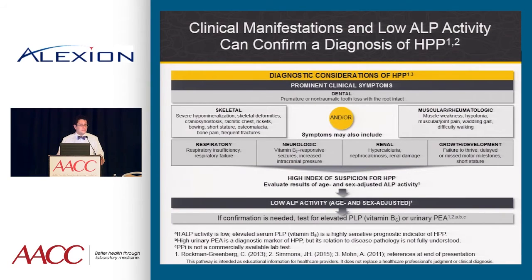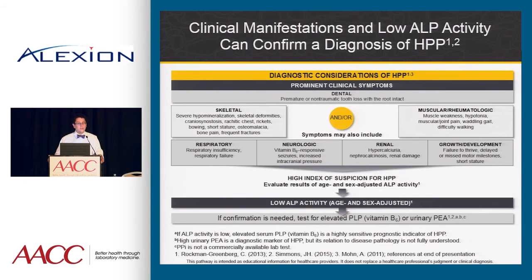Then it's relatively simple. As long as you're thinking about the disease, you look at the ALK phos, probably one of the most common laboratory tests out there, still included in the comprehensive metabolic panel. You have to age and sex adjust it, and the later speakers will talk about that. And if indeed the ALK phos is low, you send off some confirmatory testing. What's confirmatory testing? Well, you look at other substrates of the tissue nonspecific alkaline phosphatase, specifically vitamin B6. Another very commonly sent test that's very easy to send off.